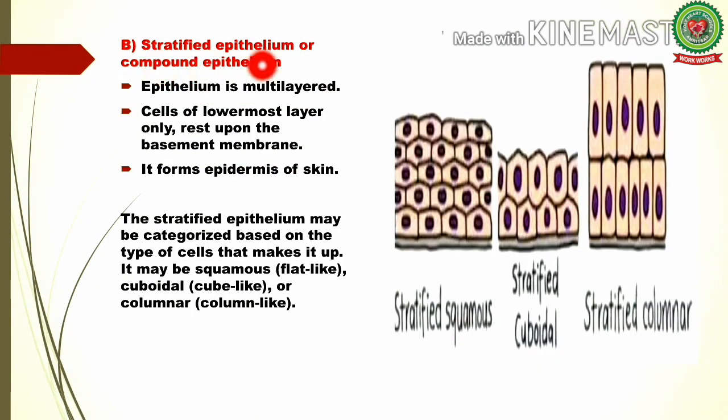Students, up till now we have discussed simple epithelial tissue. Now, what is stratified epithelial or compound epithelial tissue? In this type of tissue, epithelium is multi-layered. Here you can see multiple layers of epithelium. Cells of the lowermost layer only rest upon the basement membrane. Here you can see only the lowermost layer of cells rests upon the basement membrane. It forms the epidermis of skin, which is the outer layer of skin. The stratified epithelium may be categorized based on the type of cells that make it up. It may be squamous, which is flat-like, cuboidal, or columnar.